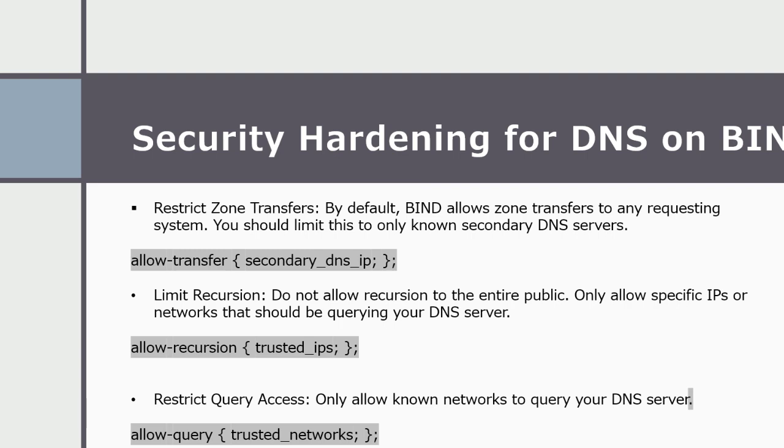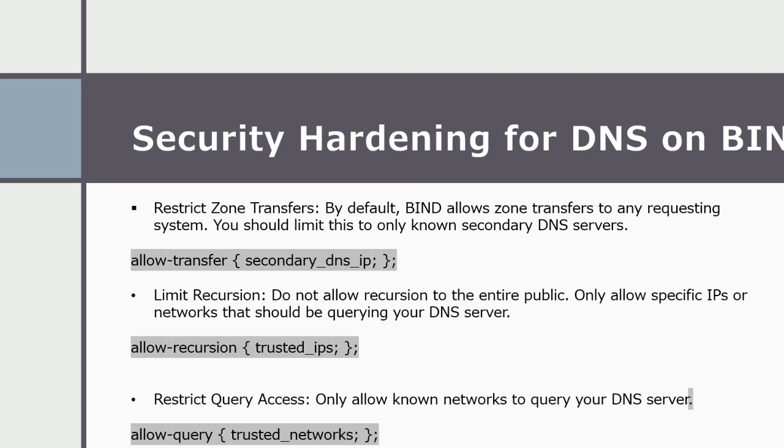Then security hardening for DNS on BIND. On page 23, I explained how. For example, restrict zone transfer. By default, BIND allows zone transfer to any requesting system. You should limit this to only known secondary DNS servers.